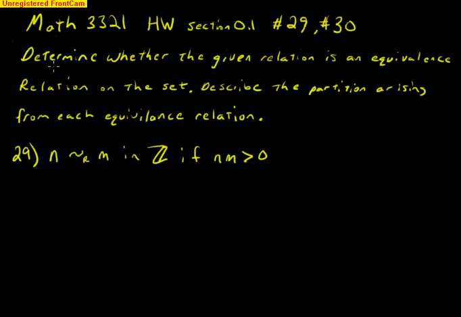These two exercises here, 29 and 30, determine whether the given relation is an equivalence relation on the set. Describe the partition arising from each equivalence relation. So what do we need to do here? If we have an equivalence relation, then we basically just have to check to see if it's reflexive, symmetric, and what's the other one? Transitive.